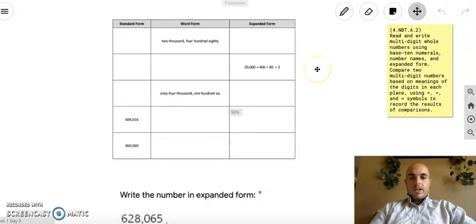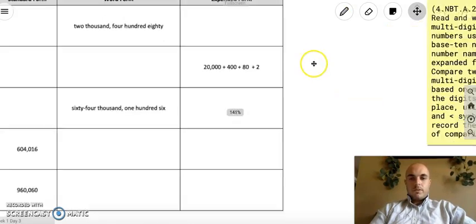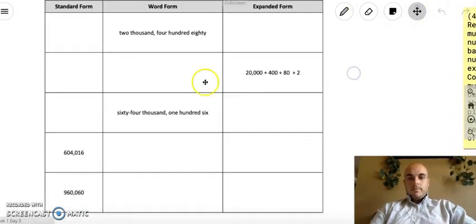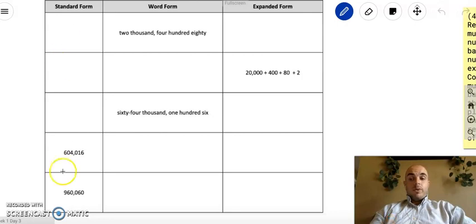So I have here a chart. Zoom in just a little bit. There we go. Some of it is filled in every row, but we need to fill in the other columns for it. So let's look at our standard form. Now remember, standard form is just the normal way you'd write a number, like, for instance, down here, 604,016 and 960,060.